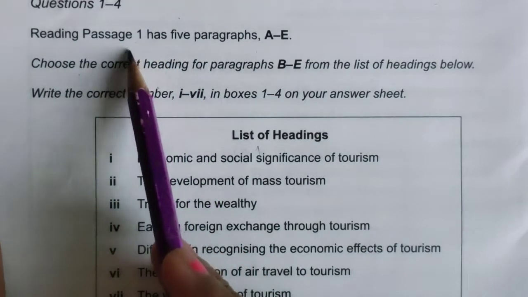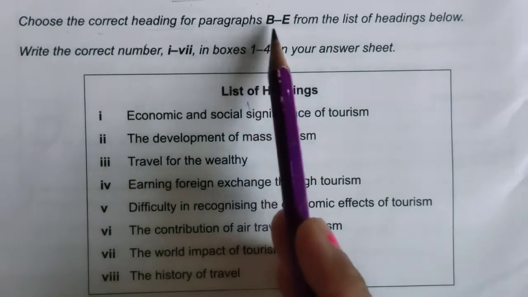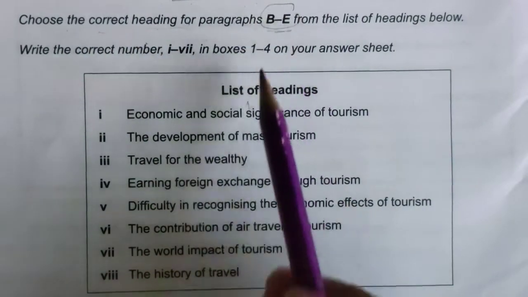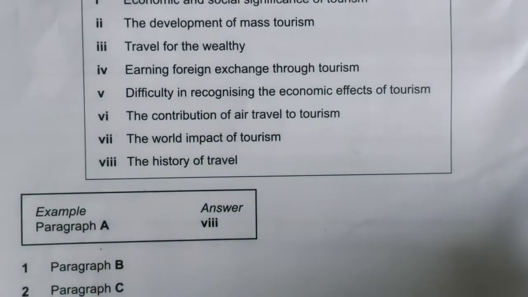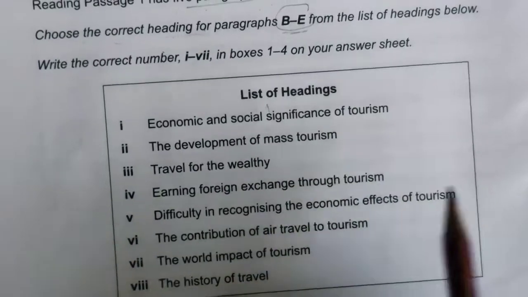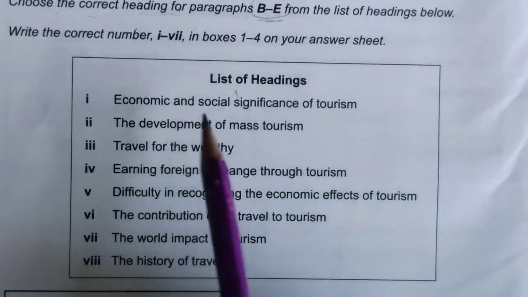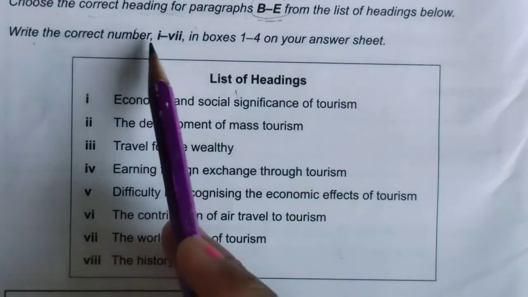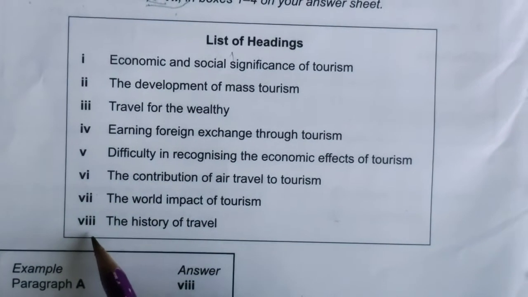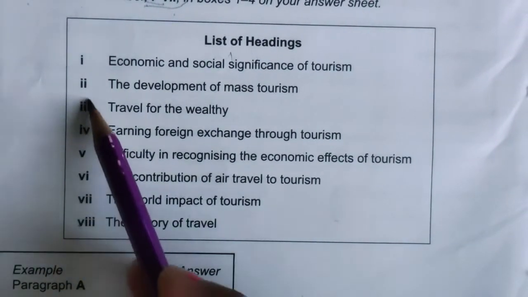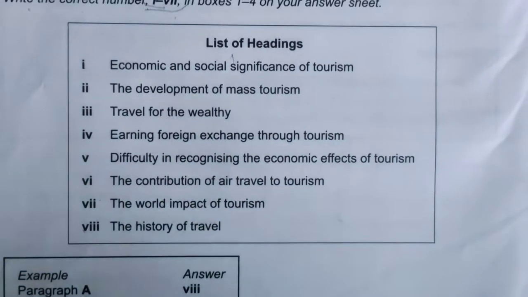Reading Passage 1 has 5 paragraphs, as we know. Choose the correct heading for paragraphs B to E. Why B to E? Because paragraph A has already been solved for us. So we have to take care of whatever they have given in the instructions. Write the correct number, 1 to 7. These are the numerals they have given. We have to write answers in this form only, not as normal 1, 2, 3.